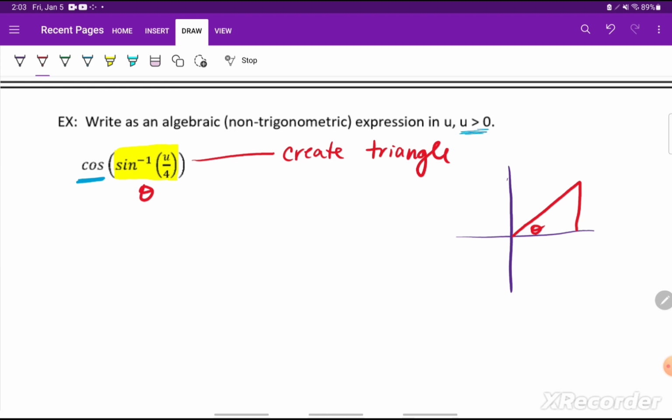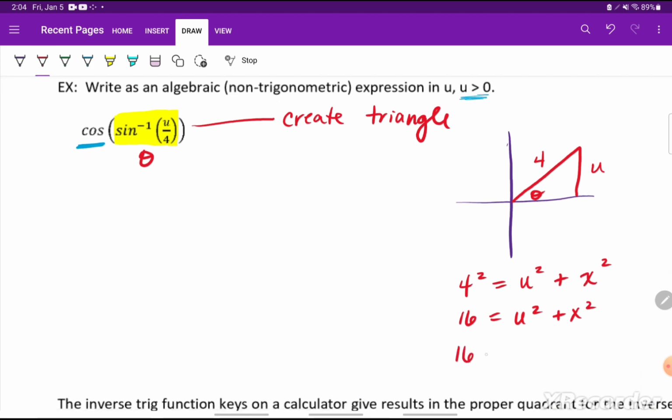Sine of this triangle is opposite over hypotenuse, so u is going to be opposite. 4 is going to be our hypotenuse. Cosine is adjacent over hypotenuse, so we'll have to do Pythagorean theorem to find this side, this x side here on the bottom. 4 squared is equal to u squared plus that x side squared. 16 equals u squared plus x squared.